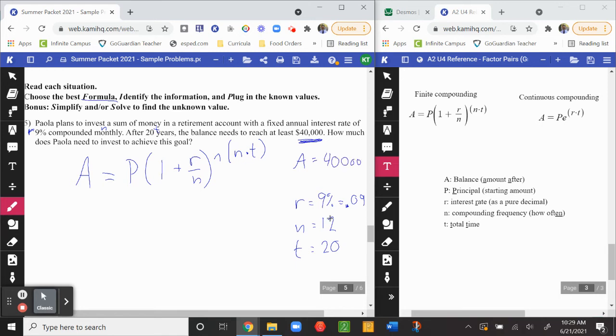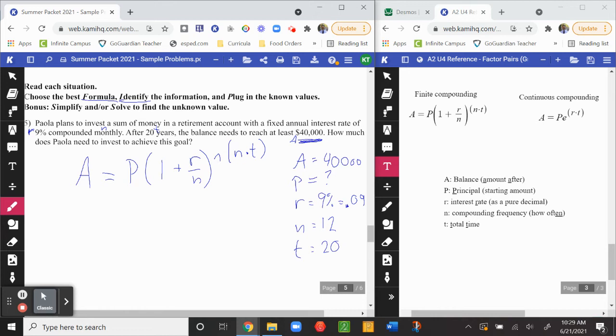How much does Paula need to invest to achieve this goal? The question is, how much will she invest? We don't know what she needs to start with. So the 40,000 is the A, the P is unknown. So I've identified the information.